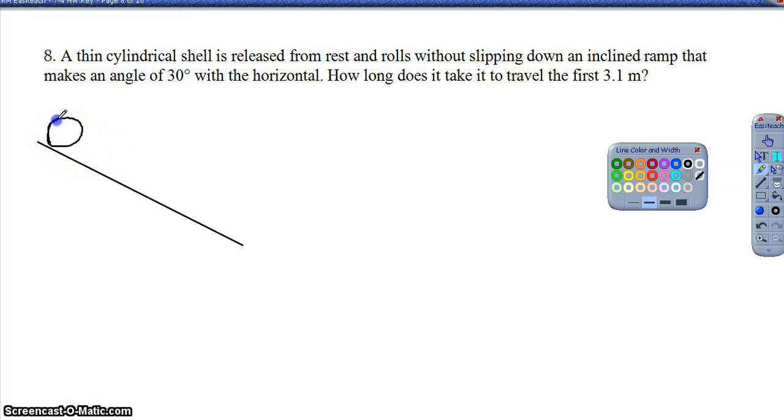So basically it's going to be acting like a thin hoop for us, right? So it's got just the shell of a cylinder, but the inside is hollow here. So it's going to be acting like a hoop.